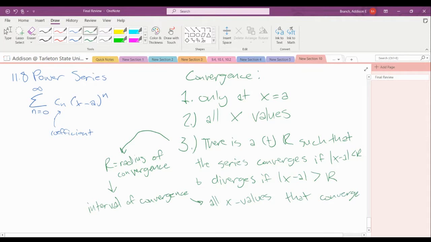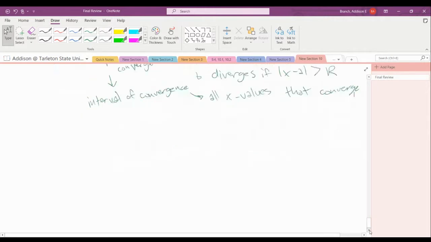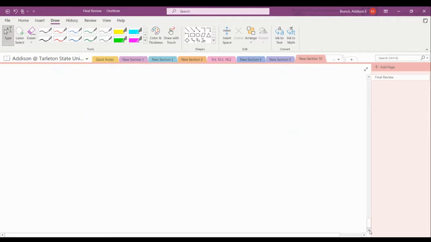So I'm going to go ahead and do an example with this one. What we're going to do is we're going to have our series of 2 to the n over n times 4x minus 8 to the n.